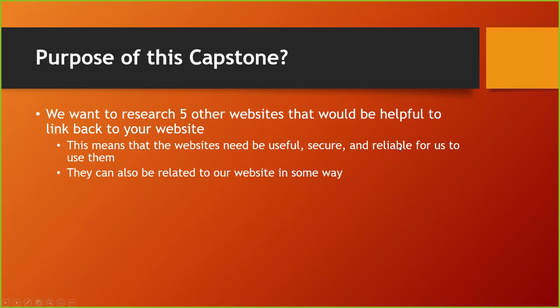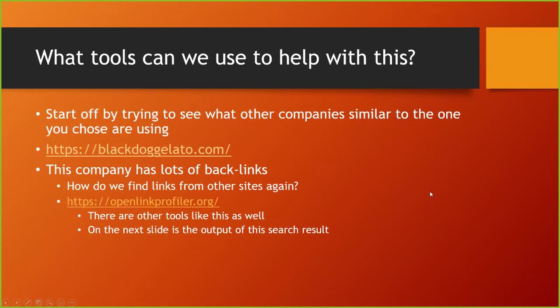Let's just say that you're doing a nonprofit company. I'm sure nonprofit companies might not have as big of an issue linking other nonprofits on there. But for our purposes here with our capstone, let's just say that I created this idea of Black Dog Gelato, which is a Chicago-based gelato ice cream shop.